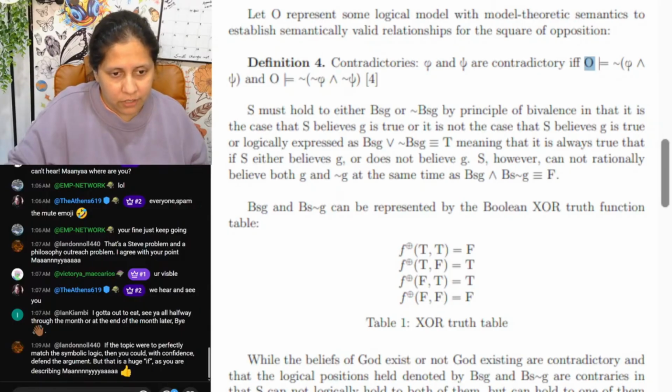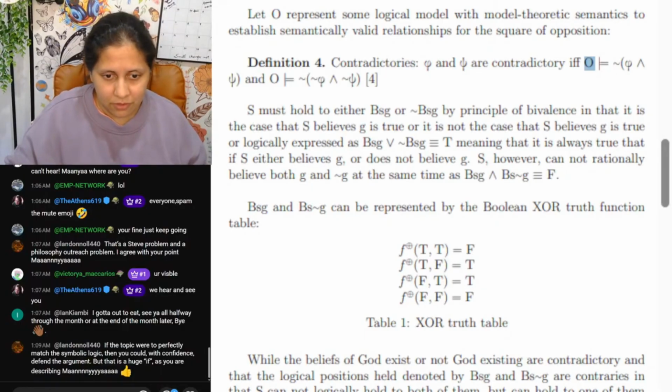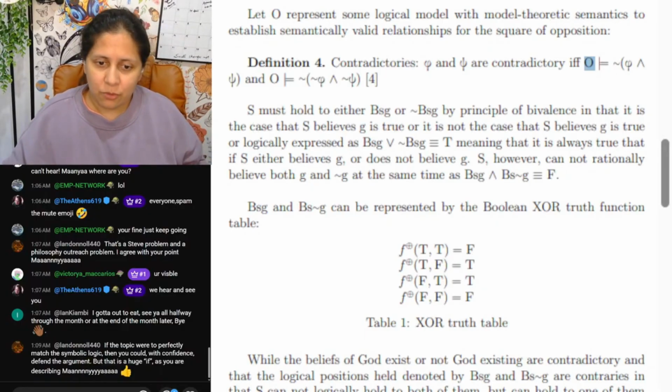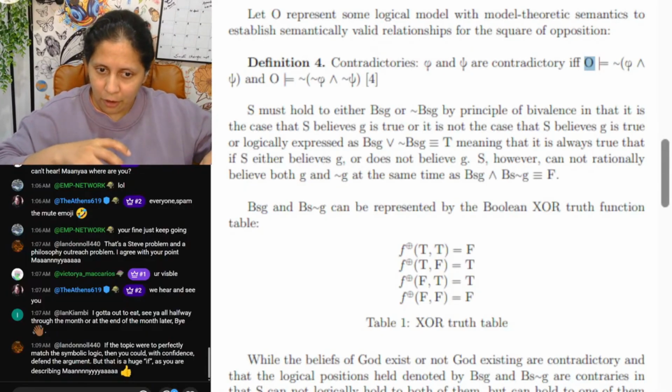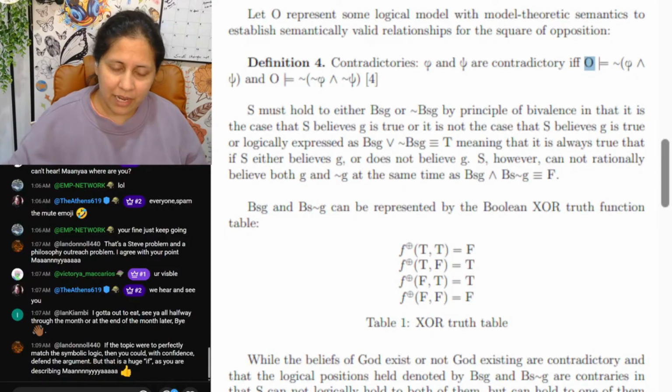So what Steve is trying to say here is that the subject either believes that God exists or does not believe that God exists. And then he also says that a rational subject cannot believe both that God exists and God does not exist. So he's trying to treat theism and atheism as if they behave like an either-or pair, which is not the case. That's where there's this wrong positioning of things opposite each other.